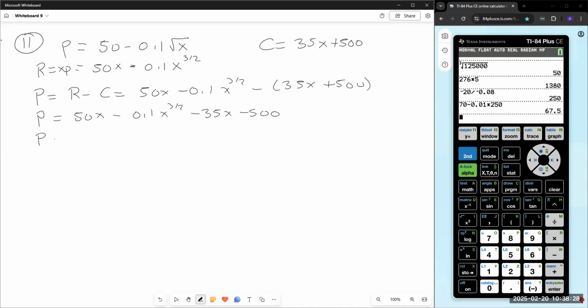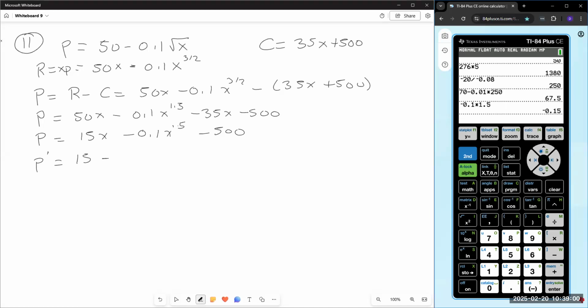50 minus 35 is 15x minus 0.1x to the 3/2 minus 500, which makes P prime equal to 15 minus, and then if we just call this 1.5, that's fine because we're dealing with decimals everywhere else. So negative 0.1 times 1.5 is negative 0.15. X to the 1.5 minus 1 is 0.5.